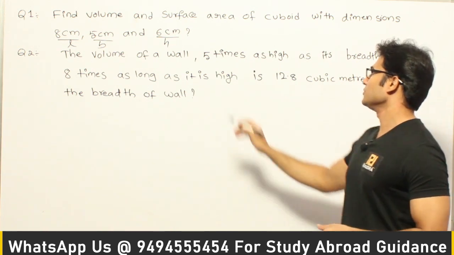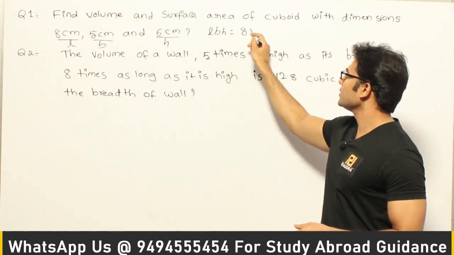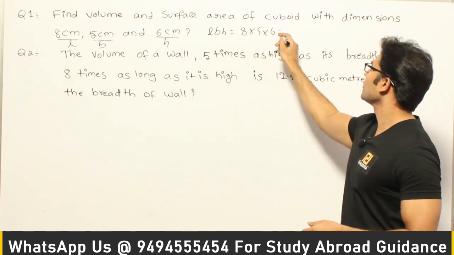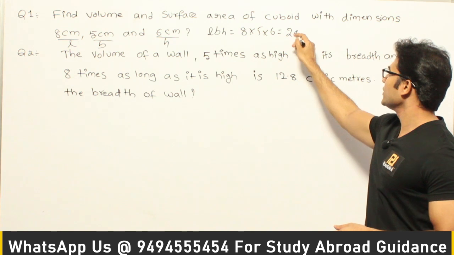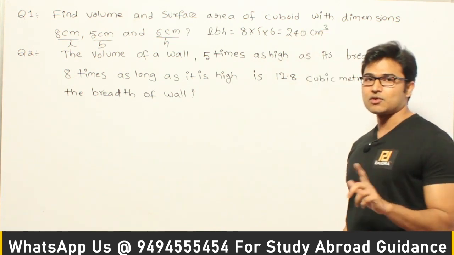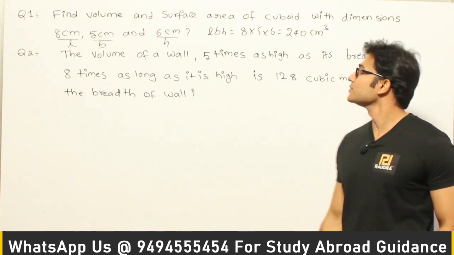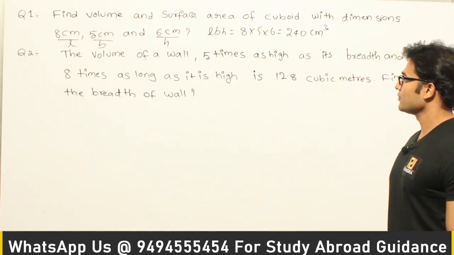We know the formula of volume. Volume is L into B into H. So if you substitute it, 8 into 5 into 6, now you are going to get 240 cube centimeters. Sorry, the units are going to be cube, and since they are given in centimeters, it is going to be cube centimeters. And next one is area. So surface area is asked.